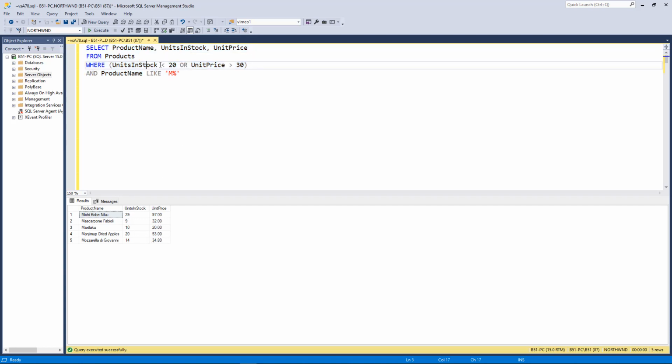One of these conditions at least is okay. The units in stock lower than 20, or the unit price higher than 30. If at least one of them is okay, we get the row. And the product name must start with M, and we see that all rows start with M, and one of the columns at least is okay. So this is why we need parentheses between the conditions when we have AND.